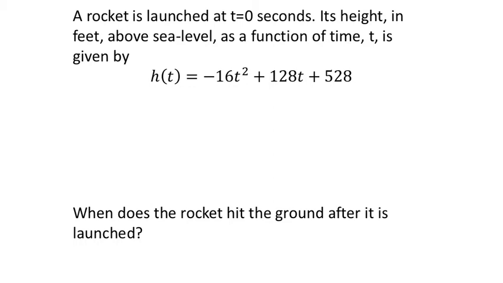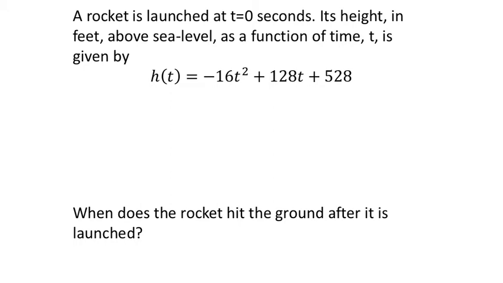All right, so just make sure you read these. We're not really concerned about the rocket part of it, but here we go. A rocket is launched at t equals 0 seconds. Its height in feet above sea level as a function of t is given by this function. Some of that information is pertinent if you were to do some more stuff with this, but we're not, okay?